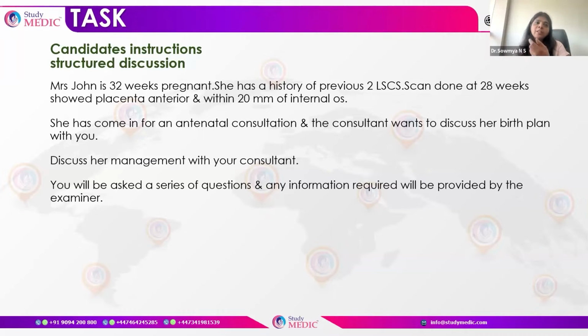Okay, so if you have diagnosed a placenta accreta spectrum in this particular patient, how would you go about managing her?